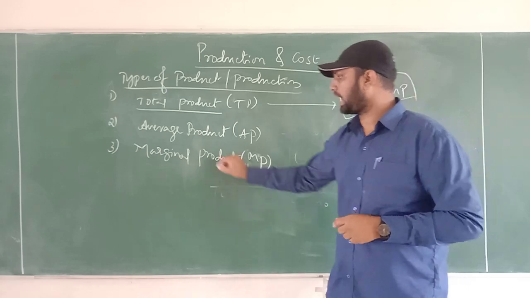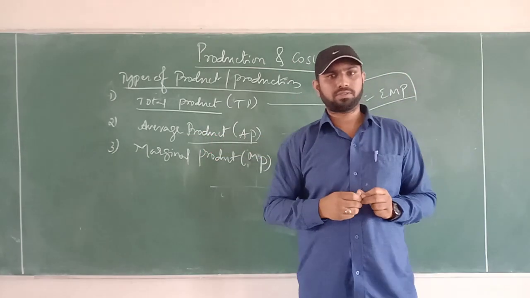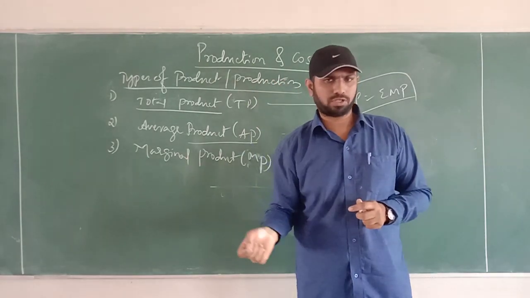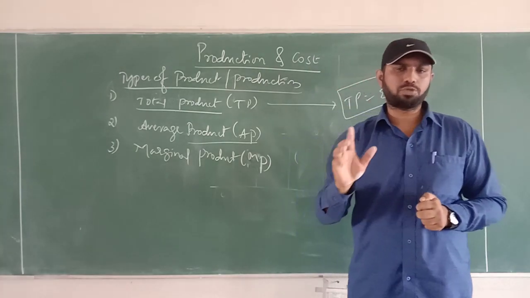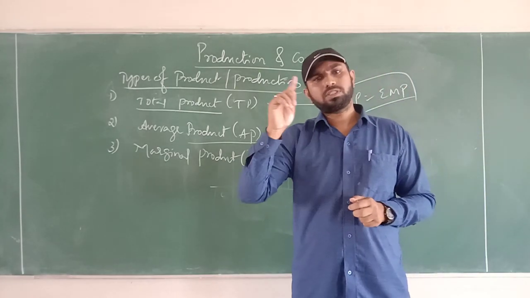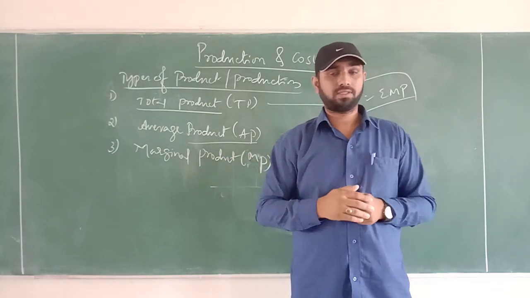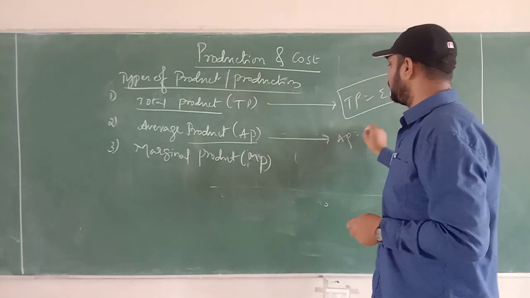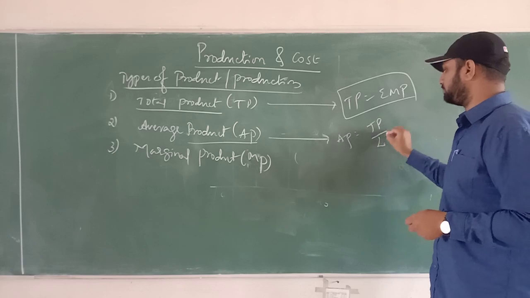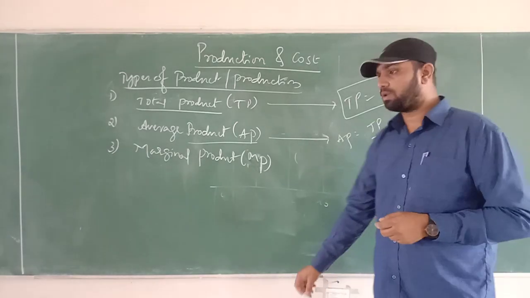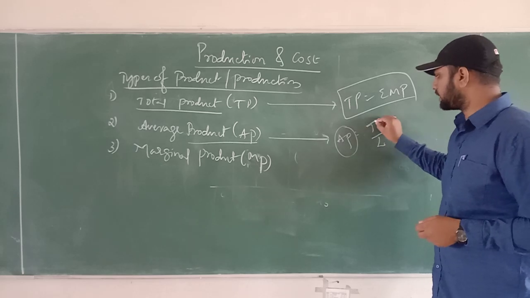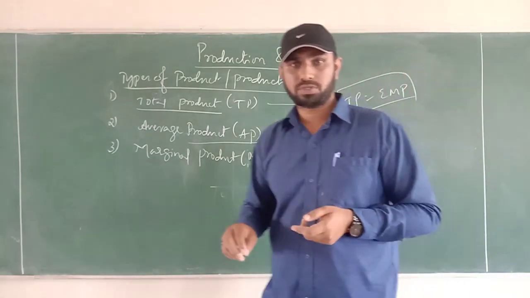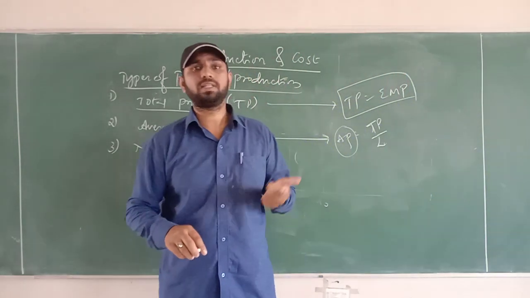Now coming to the next one, average product. The name itself indicates per unit of total production. In simple, average product refers to the total quantity of output per unit of variable factor. The formula for calculating AP is AP equals TP by L, where AP stands for average product, TP stands for total product, and L stands for quantity of variable inputs, in simple, the labor factor.